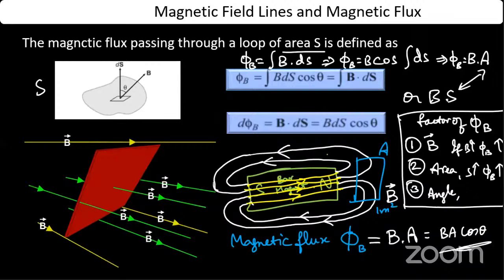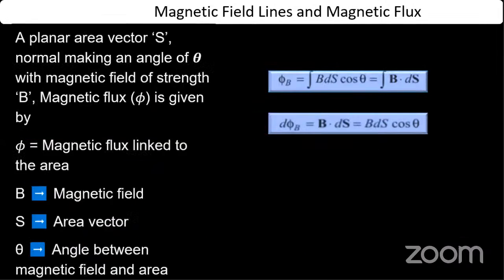If theta increases, what happens to cos theta? If theta increases, cos theta decreases, or if theta decreases, cos theta increases. So my flux depends on cos theta. If cos theta increases, phi b increases. For cos theta to increase, theta should be decreasing. So these are the three factors on which magnetic flux depends, and I hope everyone remembers this from electric flux concepts.